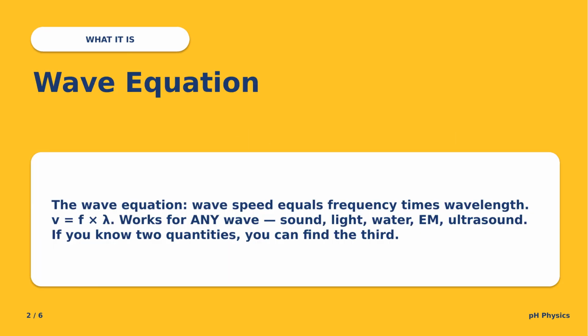The wave equation: wave speed equals frequency times wavelength, V equals F times lambda. It works for any wave: sound, light, water, EM, ultrasound. If you know two quantities, you can find the third.